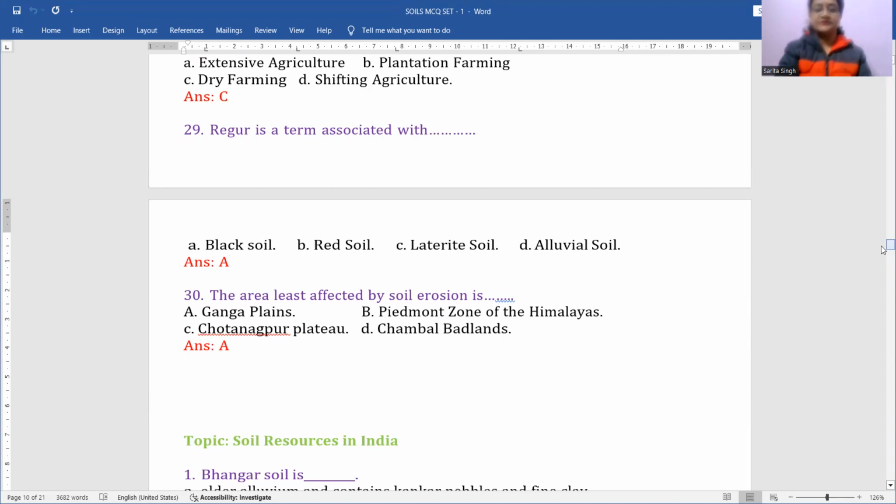Now next question is: the area least affected by soil erosion. अब आपके सामने चार ऑप्शंस दिए हैं बच्चों. नंबर 1 is Ganga Plains, right? Next is Piedmont zone of Himalayas. Piedmont means foothill area, right? Pied means होता है foot और mont means mountain. That means foot or the base of the mountain. So इसको foothill भी बोलते हैं, ठीक है.